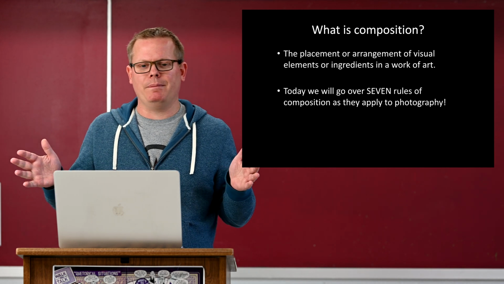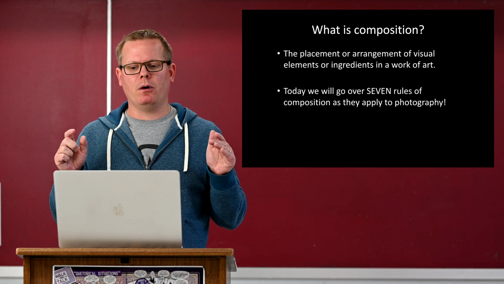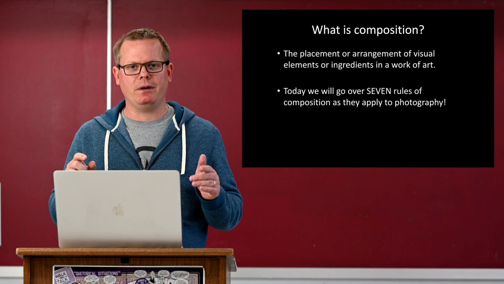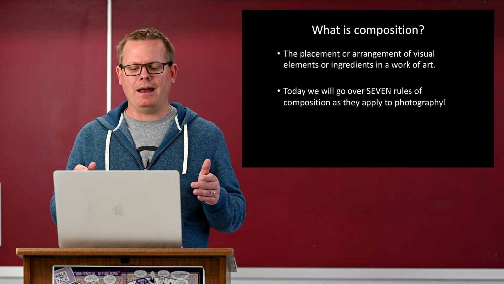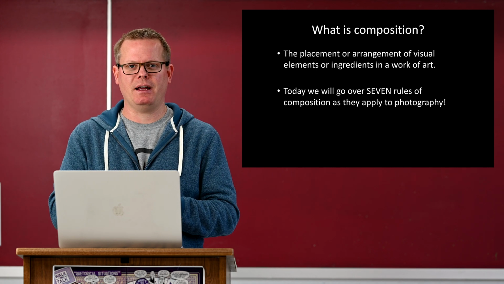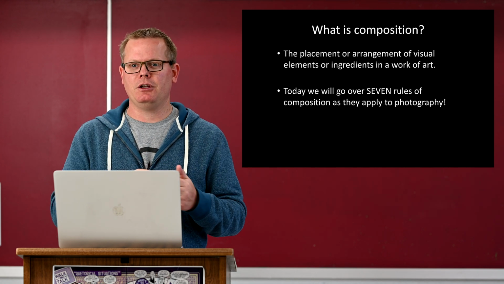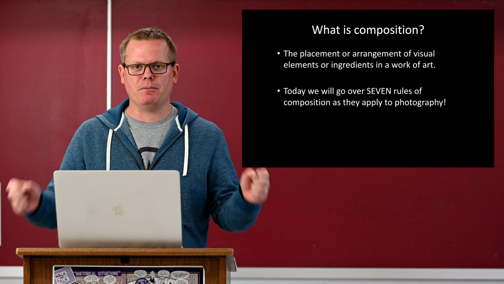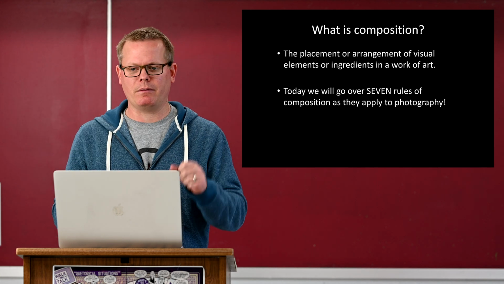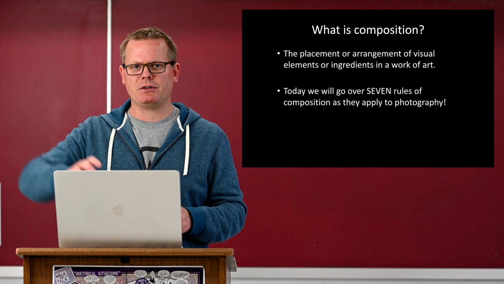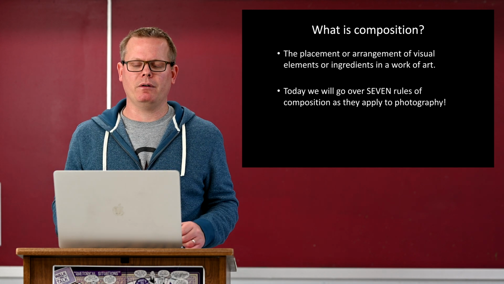So what is composition? It's the placement or arrangement of visual elements or ingredients in a work of art. And we're gonna look at 7 rules of composition today. Now, when you're making a piece of art, like you're painting or you're sculpting, you have complete control over composition, right? Because you're making it. You're like, I'm gonna paint this in this corner, and I'm gonna put this down here, and I'm gonna sculpt this arm sticking up, and you have control over everything.